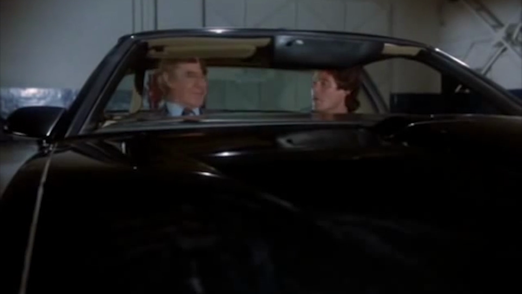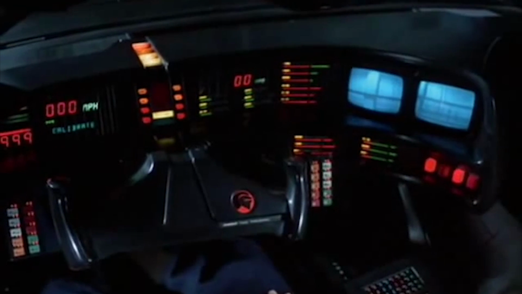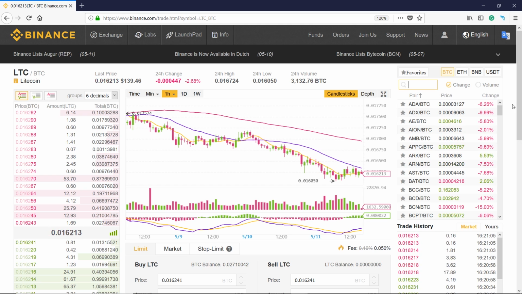Welcome aboard the Knight 2000. Thank you. What's all this? Looks like Darth Vader's bathroom. Yeah, that's what I said, Knight Rider. Anyway, gotta love that David Hasselhoff.